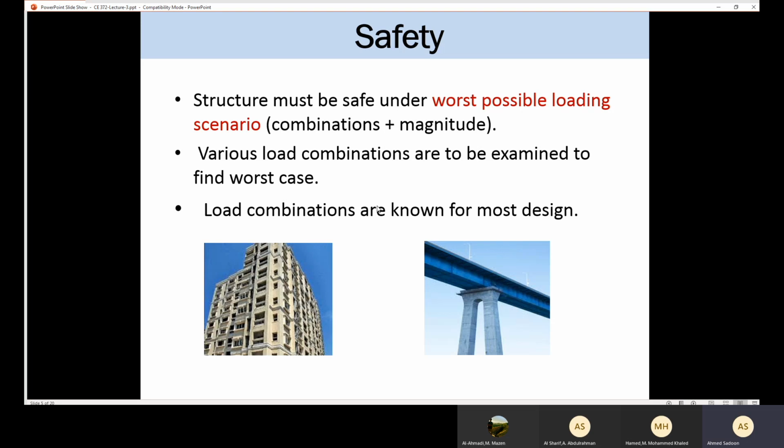The load combinations are known for most designs. So before you start designing a building, you need to work with the load combinations so that you get the worst possible loading. And why are we going to do that? In order to provide more safety. So how much safety do we want? It depends on the situation of your building. Again, the safety is going to be different from one project to another.